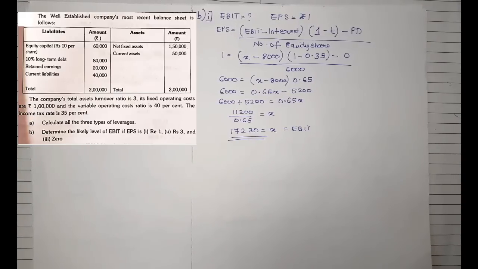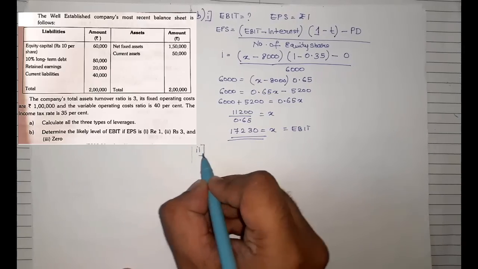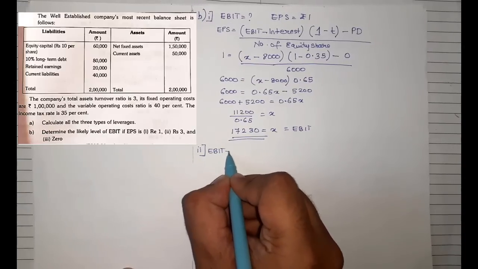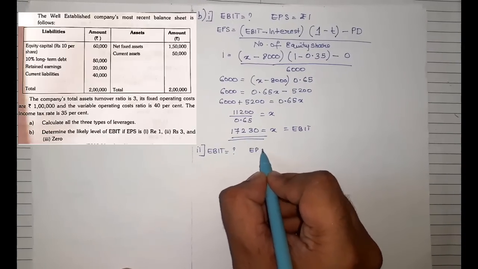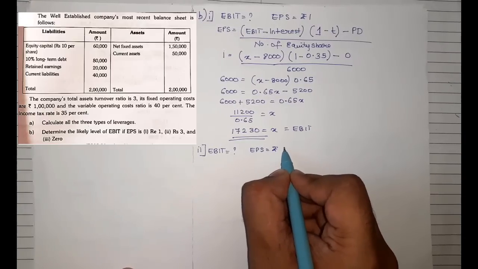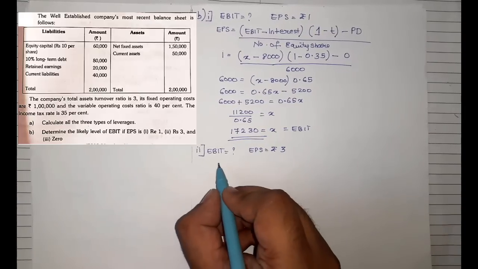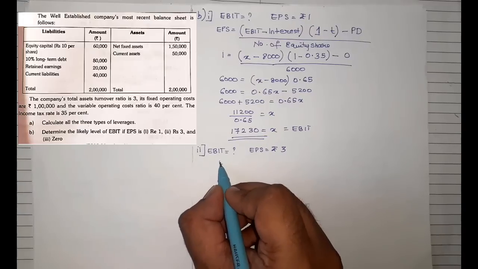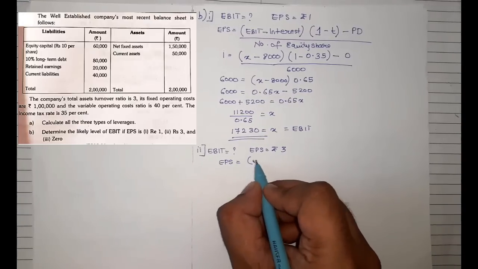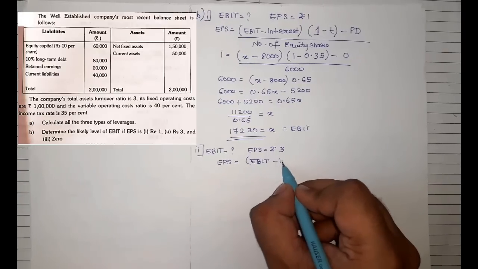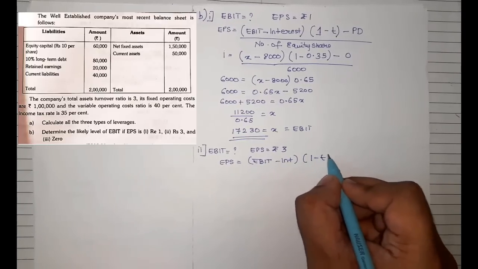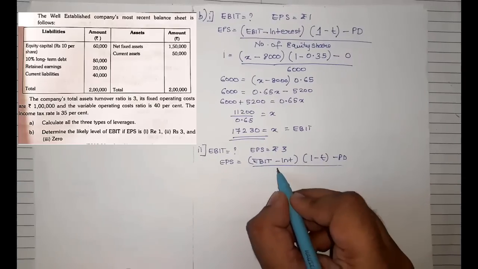Now similarly, they told you to find the value of EBIT when EPS is rupees 3. In the question it is given to find EBIT when EPS is rupees 1, rupees 3 and rupees 0. So if your EPS is rupees 3, how will you solve it? Again, the formula remains the same: EPS is equal to EBIT minus interest into 1 minus tax rate minus preference dividend upon number of shares.